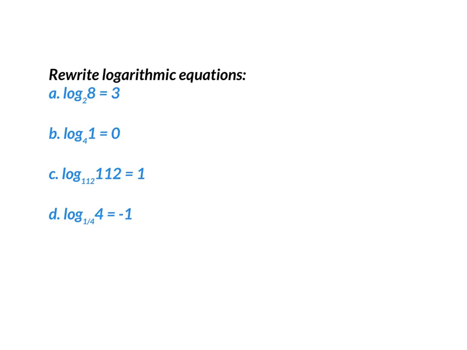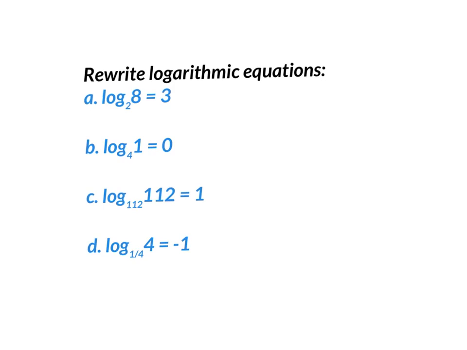All right, rewrite each one in exponential form. Again, the pattern is this. You take the base. The first one has base 2, so you would say 2 to the third power equals 8. So that's the pattern. 2 to the third power is 8.